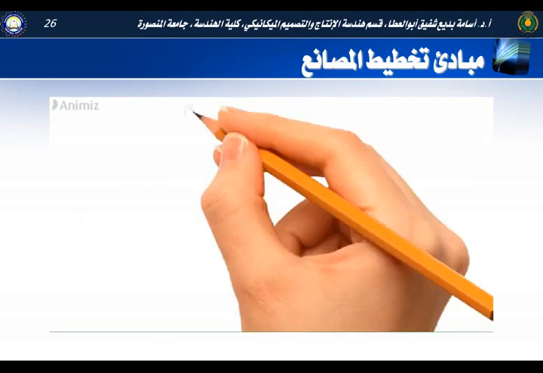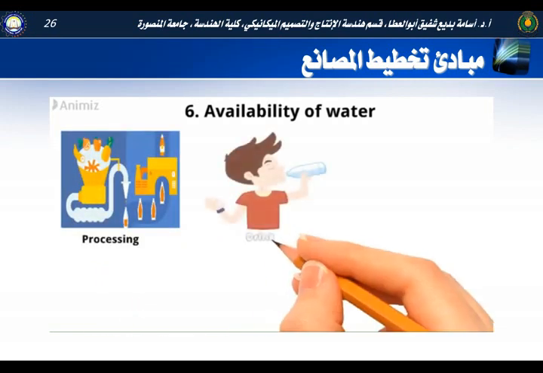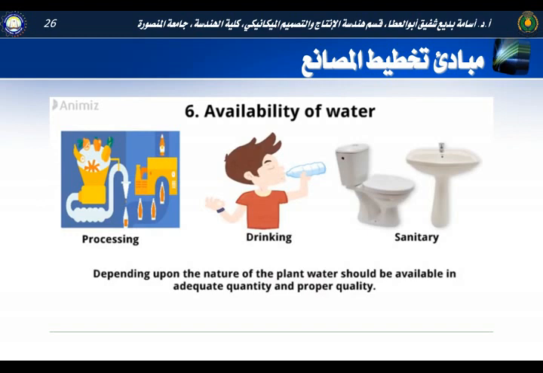Factor number 6. Availability of water. Water is used for processing, drinking and sanitary purposes. Depending upon the nature of the plant, water should be available in adequate quantity and proper quality.